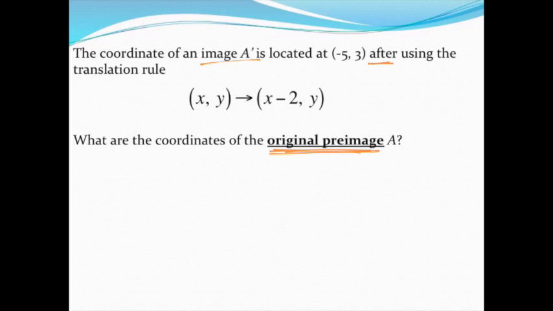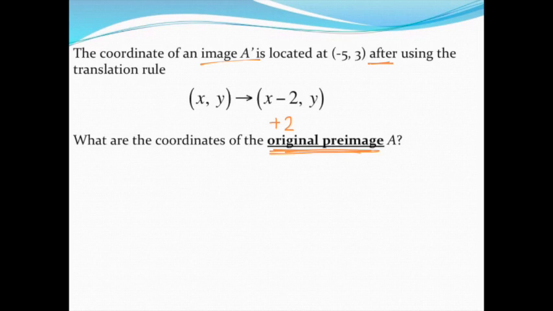I'm not going to be able to just apply the rule to the point they gave me, because this is the coordinate I got after I applied the rule. So I'm going to need to use the rule backwards in this case. So my rule says to take x and subtract 2. Well, the opposite of that then is of course going to be adding 2. So since I'm working backwards, I'm using the rule backwards.